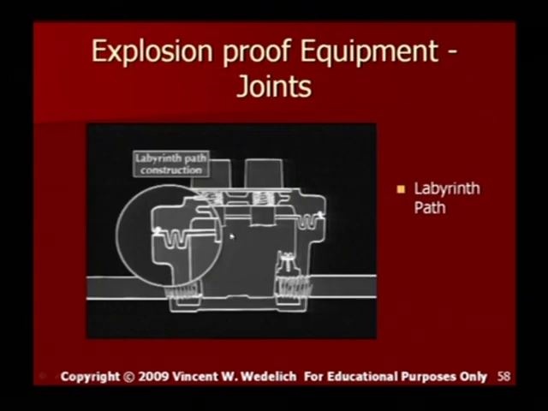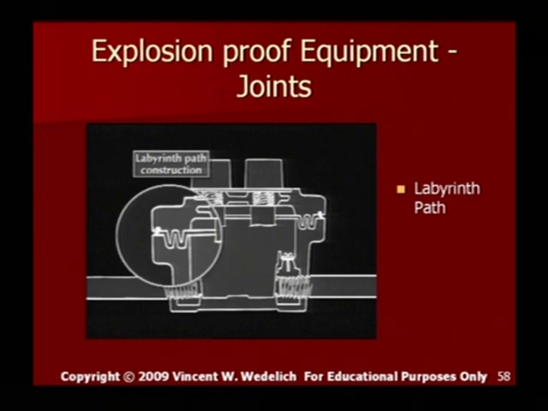And then here's a labyrinth path. So you can see here, it actually comes through this way and then comes out. So they've created a labyrinth. And here again, they've got another labyrinth. And then here they have threaded conduit entries. So again, you need 5 to 7 threads depending on the area that you're installing the equipment.